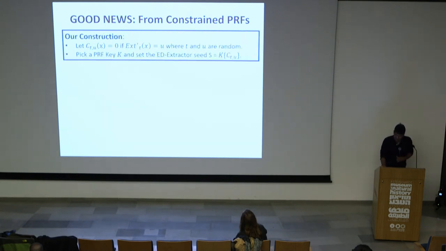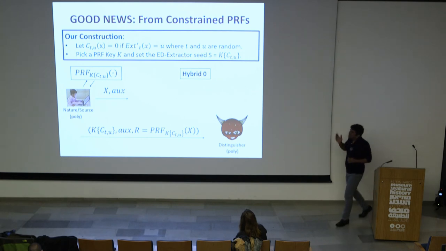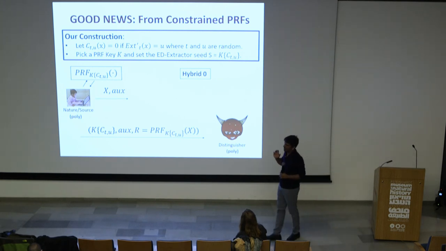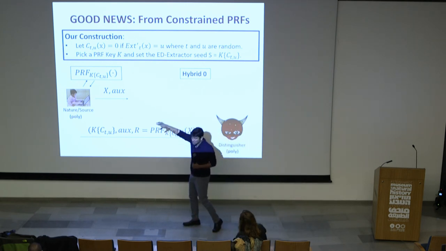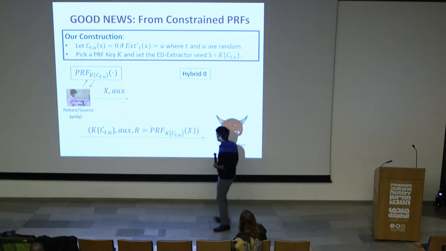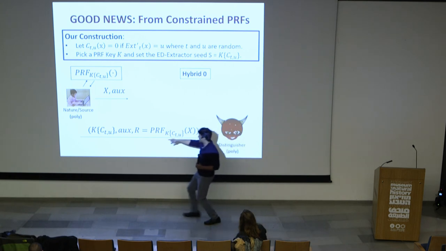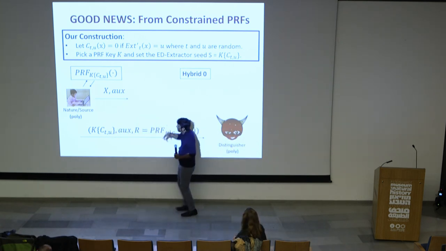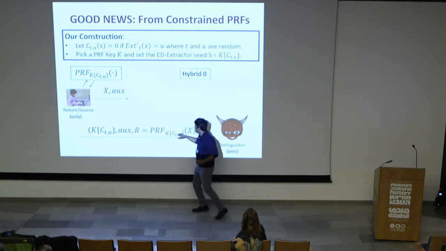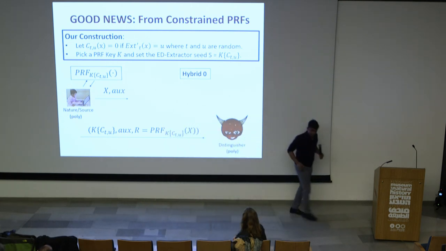Okay, so that's the construction. Now let's go through the proof by pictures. Here's the game. This is the standard game. The source has oracle access to the construction, which is a PRF evaluated using the constraint key. And the distinguisher gets the seed, which is the constraint key, together with the auxiliary input, which is whatever the source outputs, and the output of the extractor, the output of the PRF.